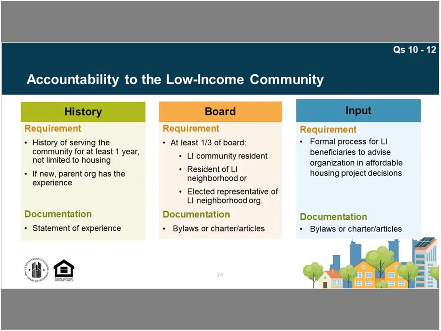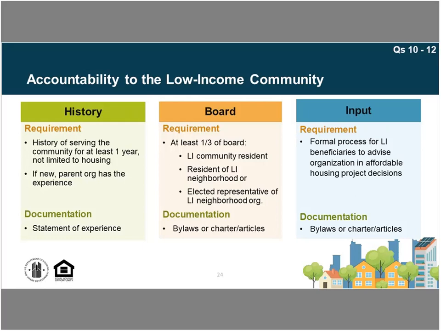For history, the organization has to have at least a year of serving the community. And if it's a brand new organization, then it was sponsored by a local community-based parent organization, such as a local church, community group, or neighborhood association, that has been working in the community, and this organization itself, as a subsidiary or underlying entity, is using their parent organization's prior experience in serving the community to qualify.